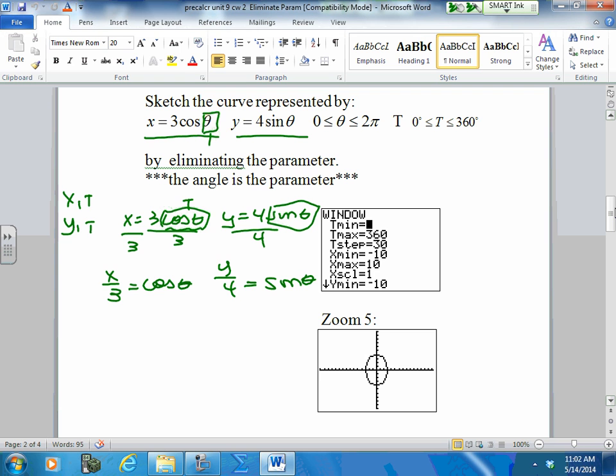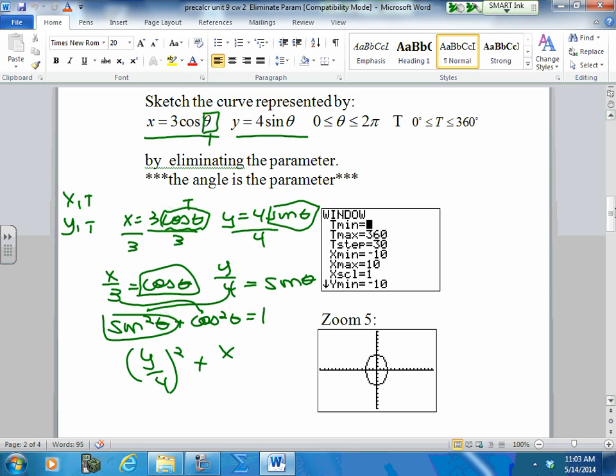We have one trig identity that you had to memorize. Anybody remember what it was? Good. Sine squared plus cosine squared equals 1. That was Pythagorean's identity, right? x squared plus y squared equals 1, and we substituted them in. Now, watch how nice this is. If we take out your cosine and we substitute in this, we take out your sine and we substitute in this. So y over 4 squared plus x over 3 squared equals 1.